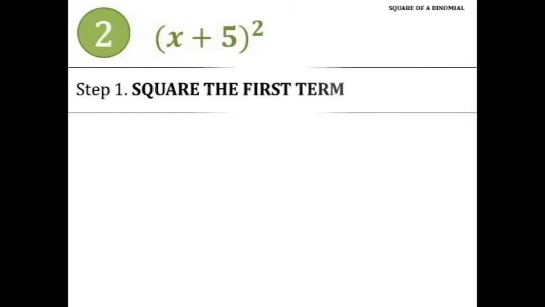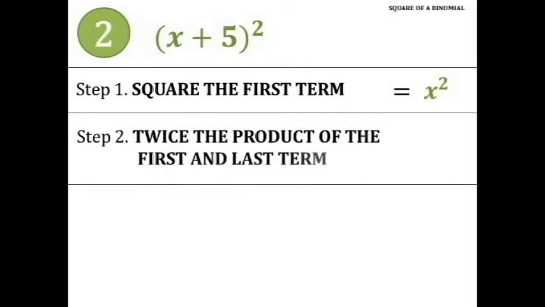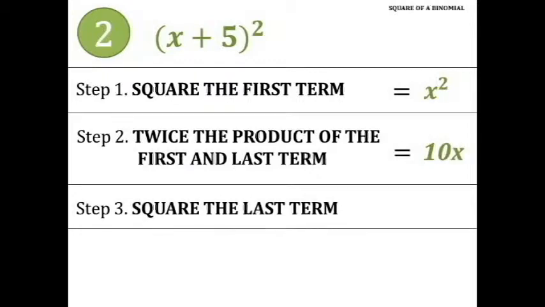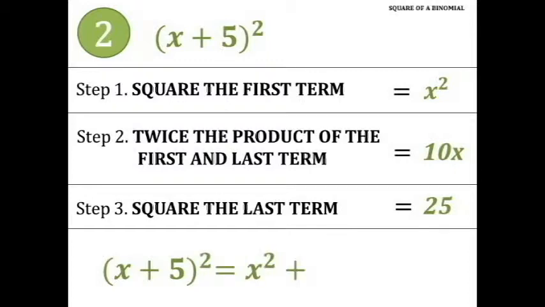Our second example is x plus 5 quantity squared. Again, our first step is to square the first term, which is x, so we get x squared. Then, twice the product of the first and the last term. The first term is x and the last term is 5, so we get 10x. Then, square the last term. Our last term is 5, so we get 25. And finally, x plus 5 quantity squared is equal to x squared plus 10x plus 25.